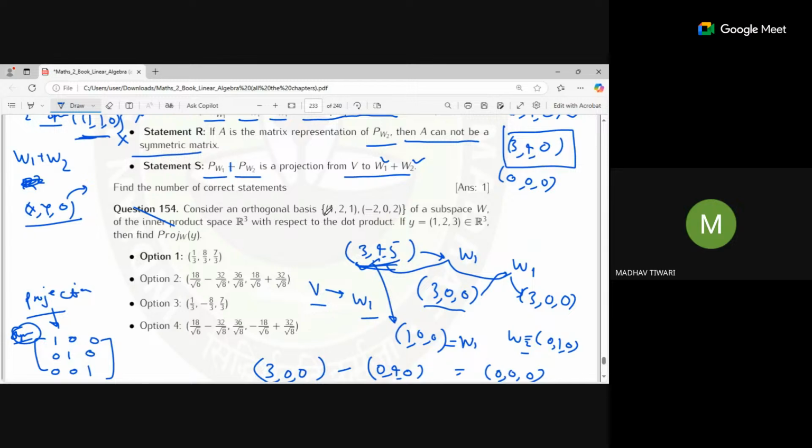Next is orthogonal basis is given here. This one. Sir, sorry, please don't mind. Sir, what did you do in this one? PW1 plus PW2, you said it's a correction here. Can you come again? Yeah.